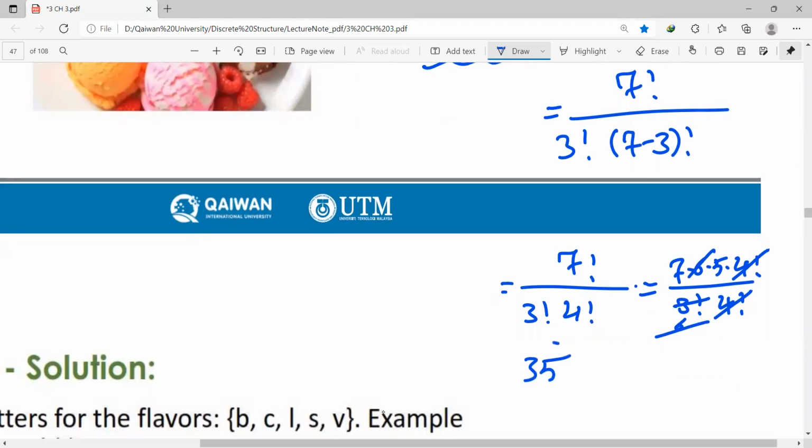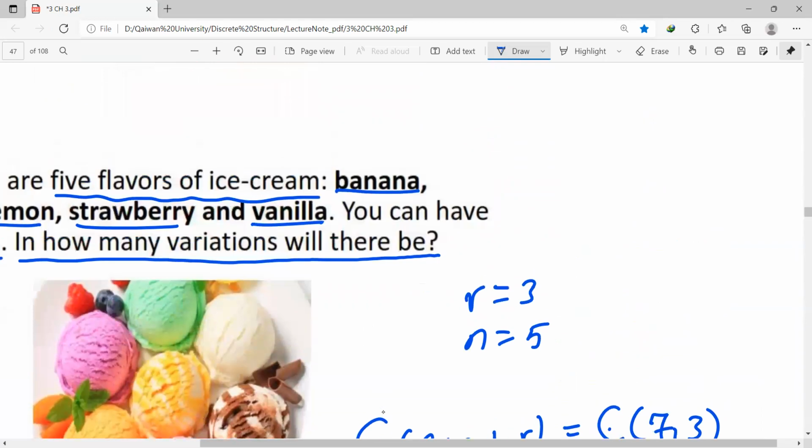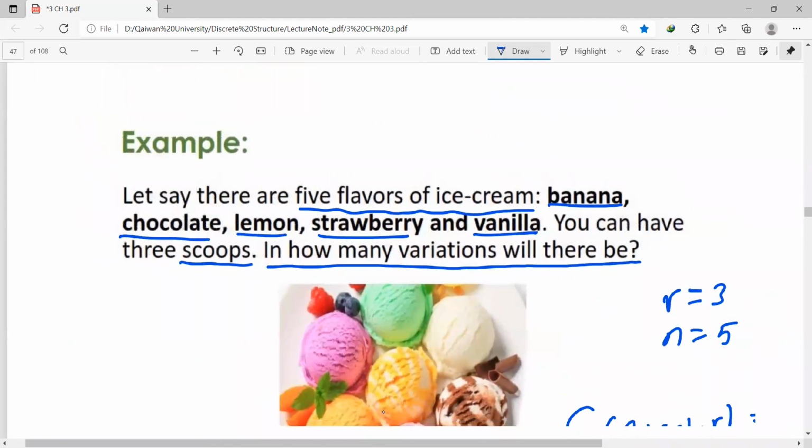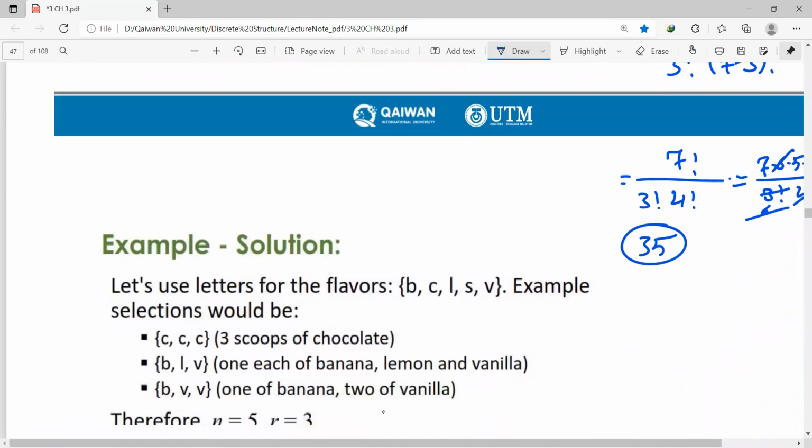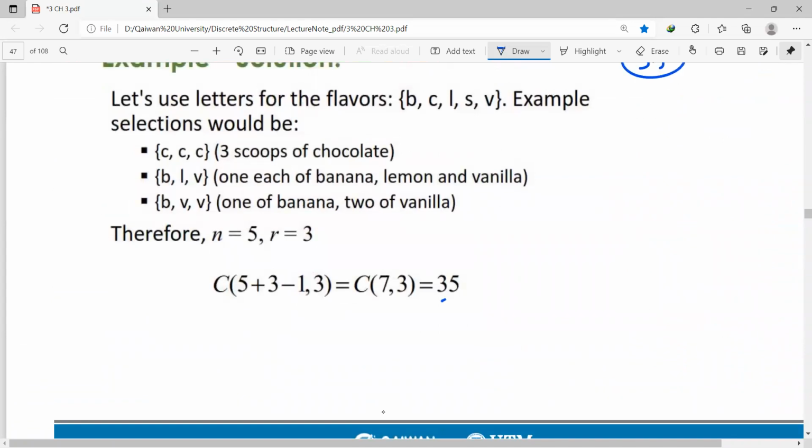That's 35. That means the student's 3 scoops can be taken in 35 ways. You can take 3 scoops from 5 types of ice cream in 35 ways. Okay? Do you have any question about that?